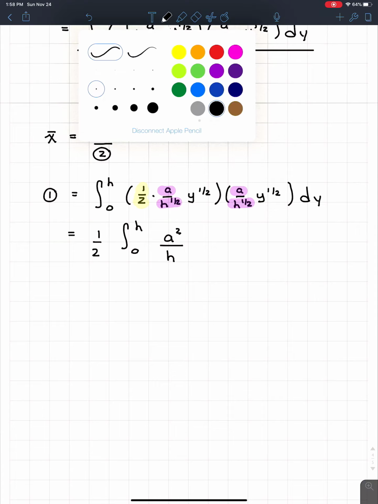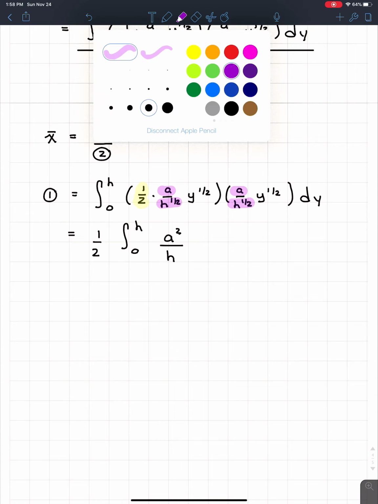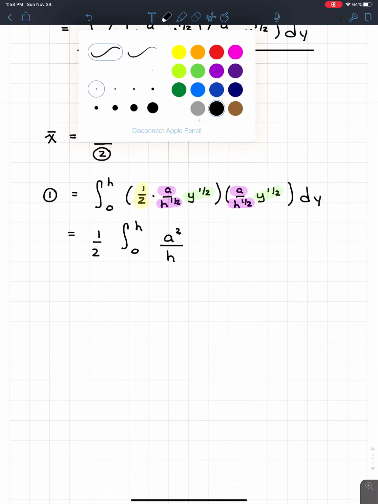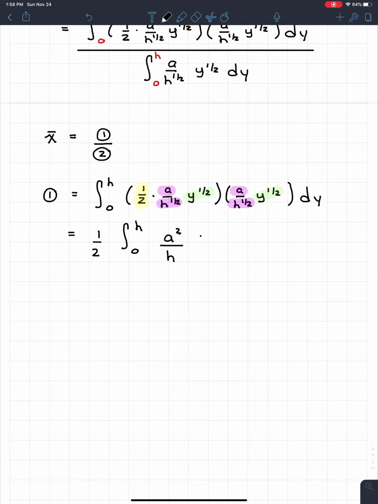And then finally, I'm going to change the colors again. I'm going to have y to the 1/2 times y to the 1/2. So again, we're going to add 1/2 and 1/2 to give us 1. So this is going to be equal to y times dy. So now our integral started off looking real crappy, but now it's starting to look a lot nicer.